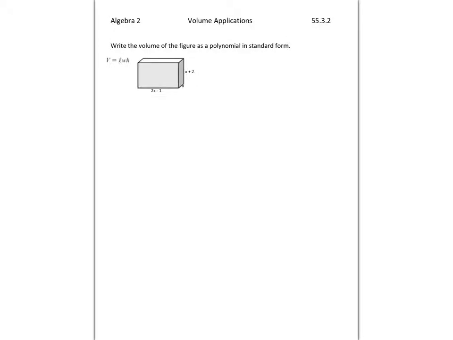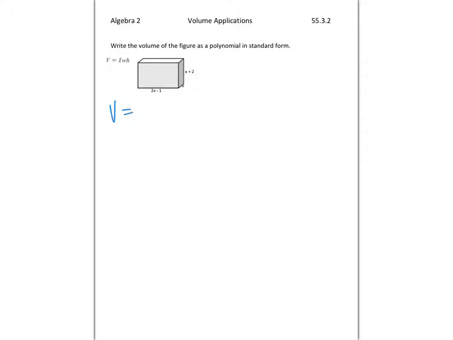Alright, one more application of adding, subtracting, and multiplying could be volume. To write the volume as a polynomial in standard form, you need to know a volume formula. The good news is we'll provide those in the problems. So here's a rectangular prism. The volume for it is length times width times height. And so this is pretty basic.